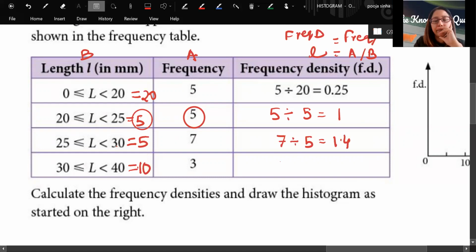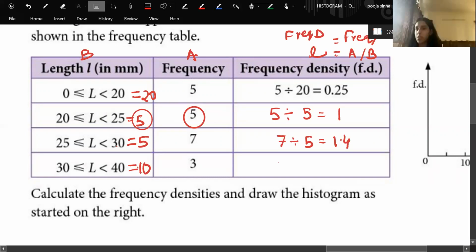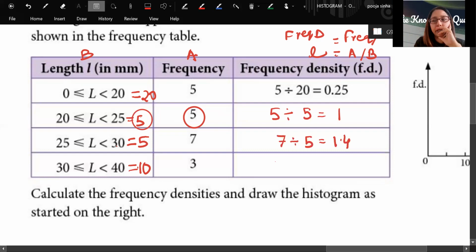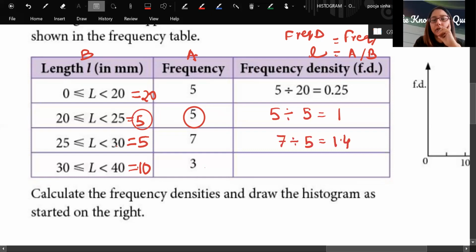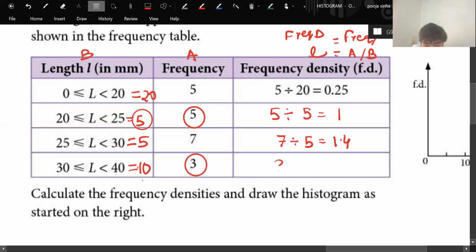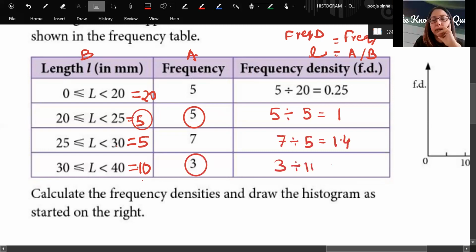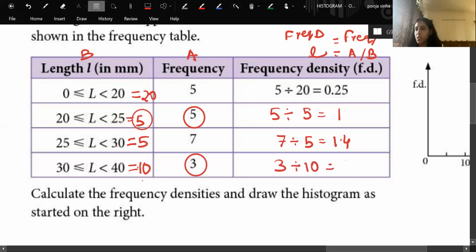I think I did it wrong. Okay. Now, can you tell me what is the correct thing? It's going to be 10 divided by 3, or is it 3 divided by 10? It is area, which is frequency divided by the class width. 3 divided by 10, which is equal to 0.3.